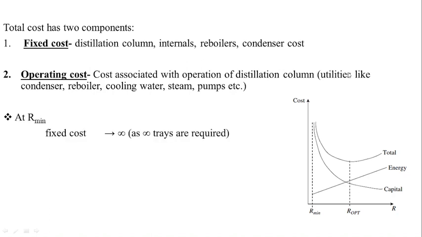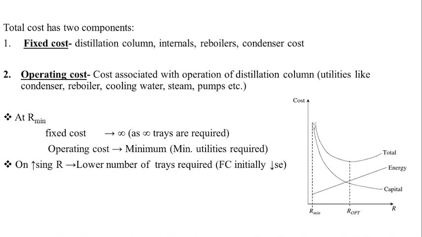At R minimum, fixed cost tends to infinity. Here we can see at R minimum the fixed cost is tending to infinity, as infinite number of trays are required in minimum reflux condition, and operating cost will be minimum as minimum utilities are required.